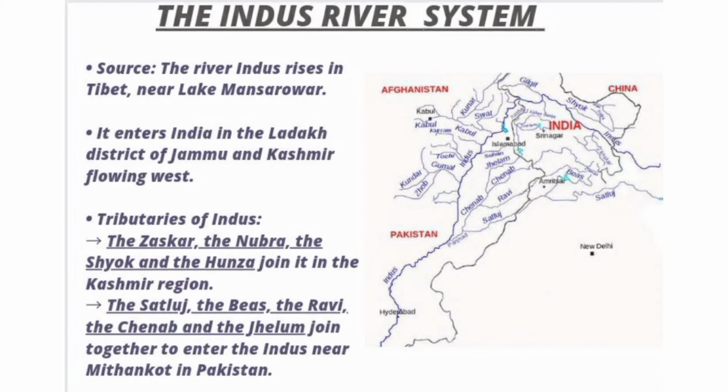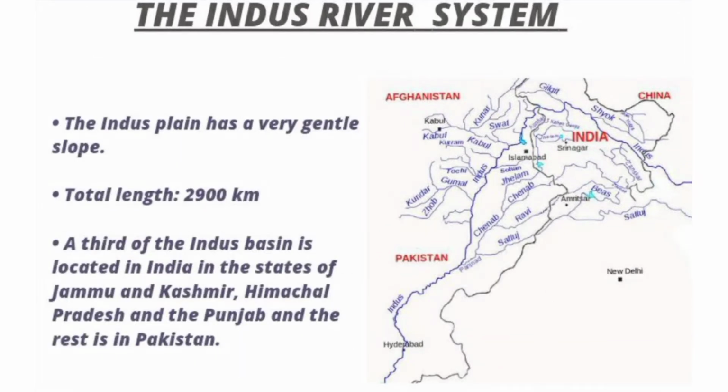Source: the river Indus rises in Tibet near Lake Mansarovar. It enters India in Ladakh district of Jammu and Kashmir, flowing west. And what are the tributaries of Indus? The Zaskar, the Nubra, the Shyok, and the Hunza join in the Kashmir region. The Satluj, Beas, Ravi, Chenab, and the Jhelum join together to enter Indus near Mithankot in Pakistan.